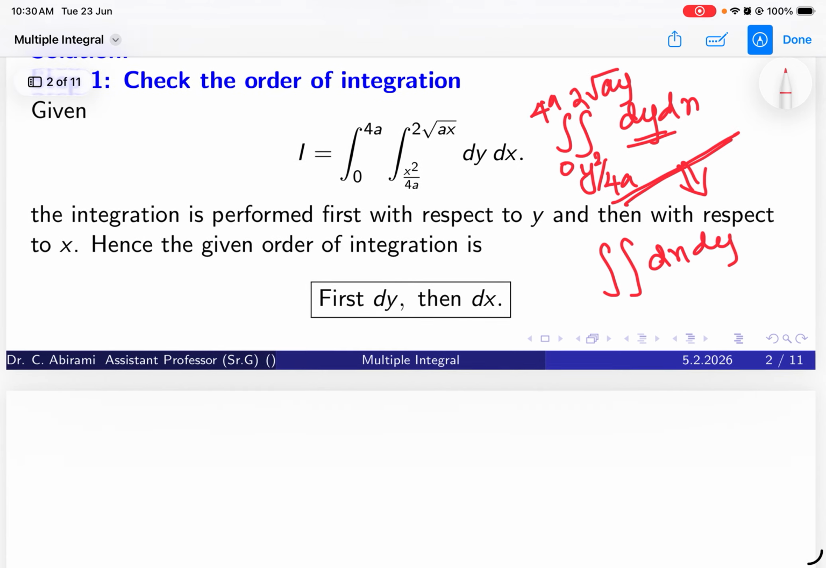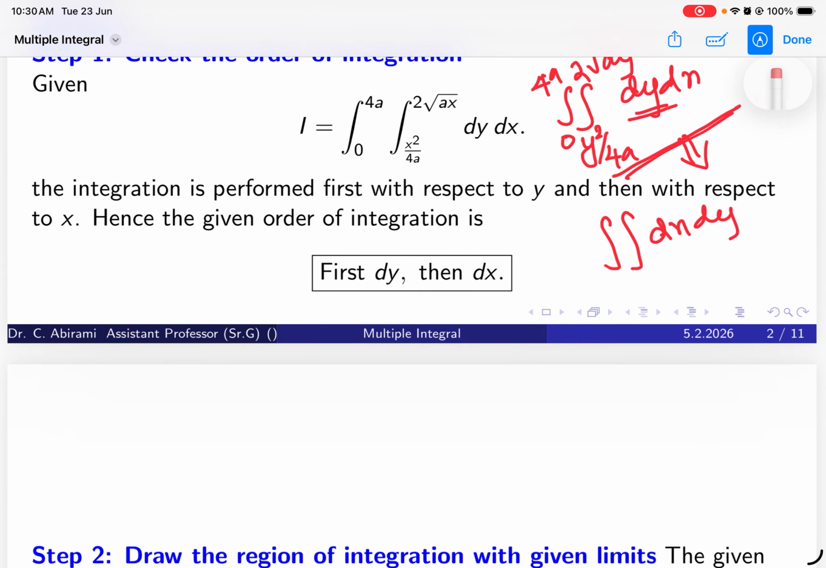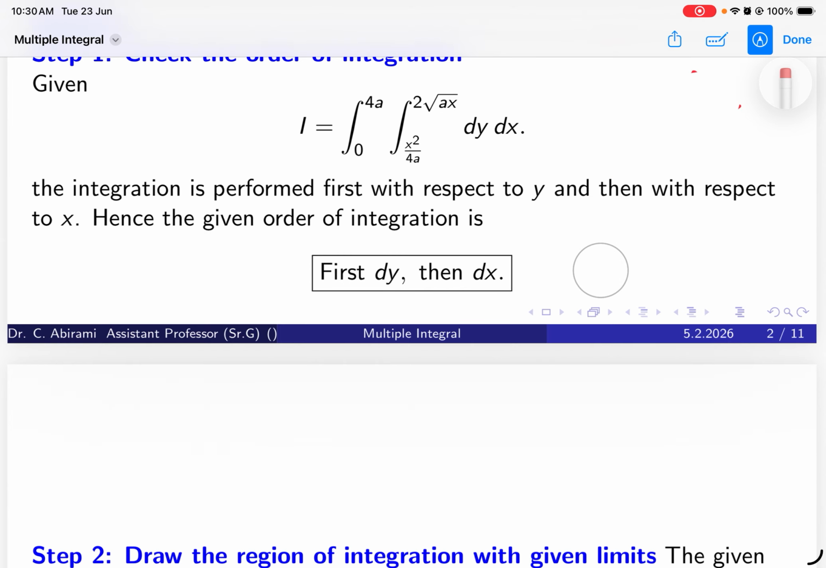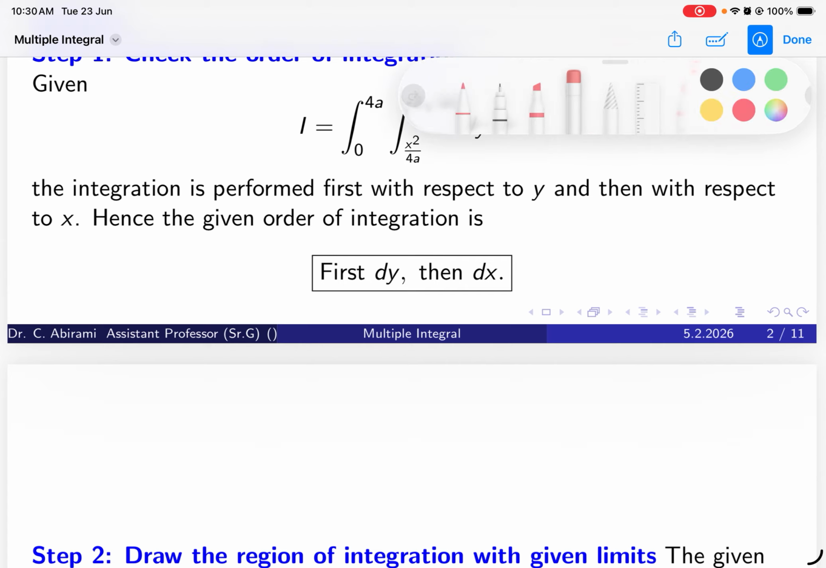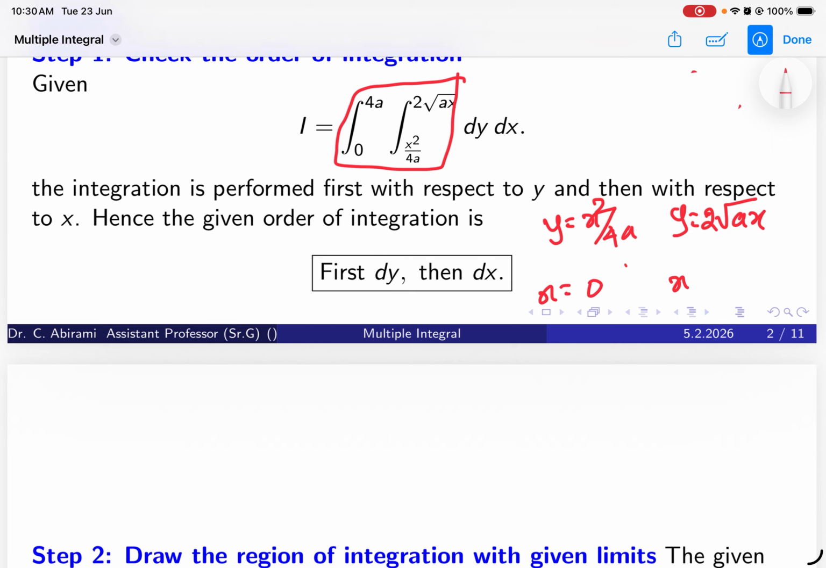So next, what are we going to do? Using the limits, we are going to sketch the diagram. Here, the limits are these. Y is equal to x squared by 4a. Y is equal to 2 times square root of ax. X is equal to 0. X is equal to 4a. These limits are given in the question.